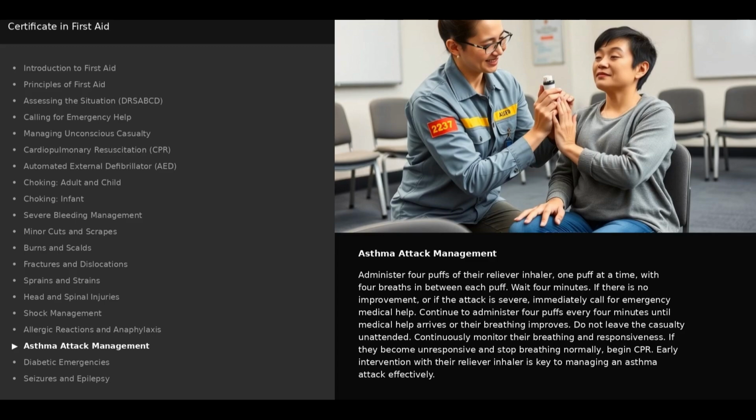Do not leave the casualty unattended. Continuously monitor their breathing and responsiveness. If they become unresponsive and stop breathing normally, begin CPR. Early intervention with their reliever inhaler is key to managing an asthma attack effectively.